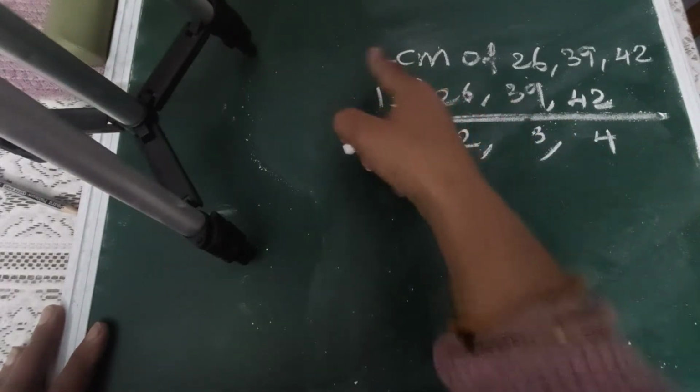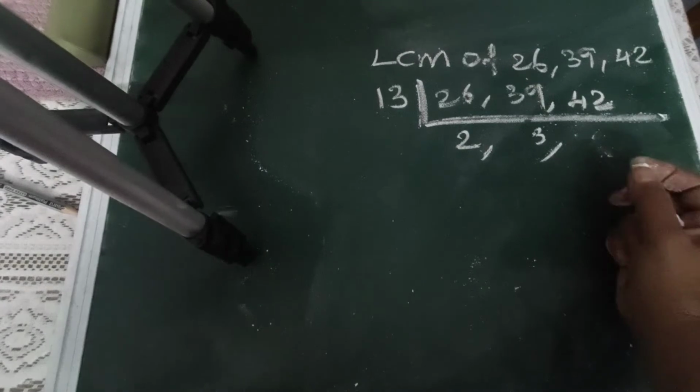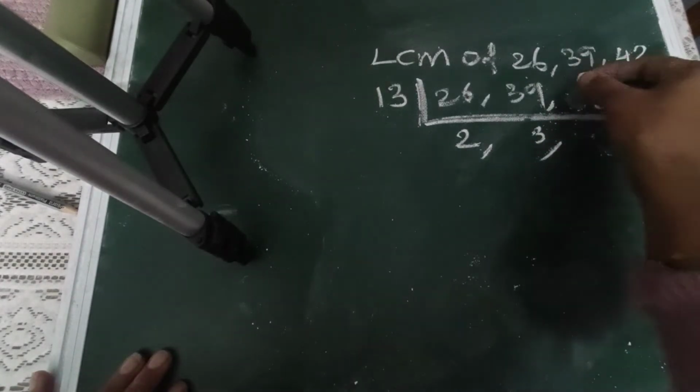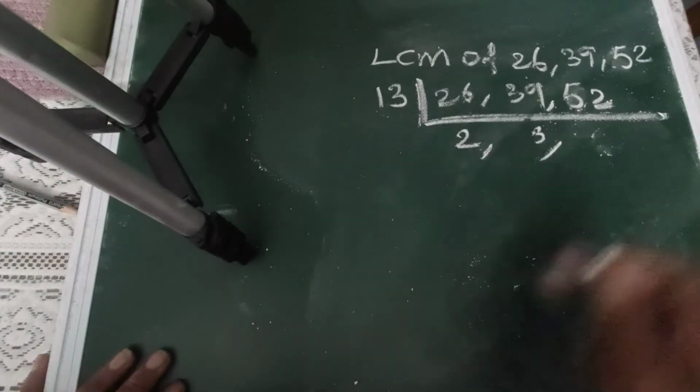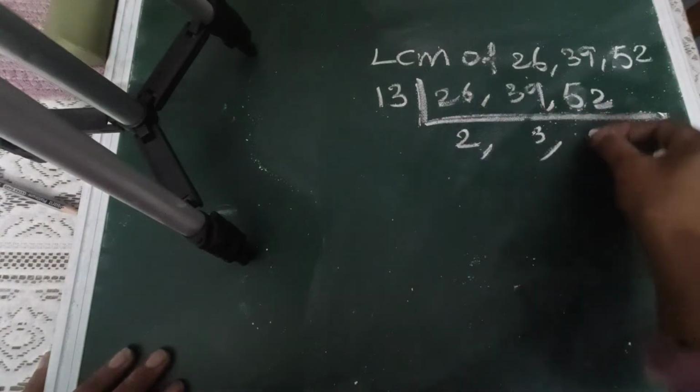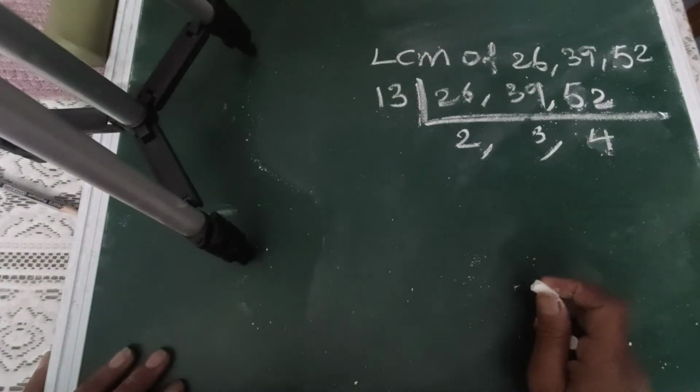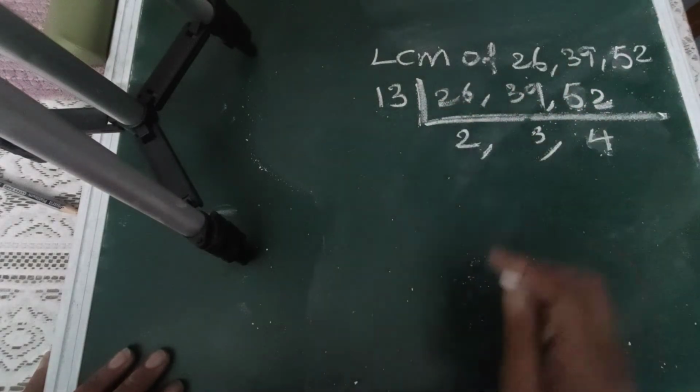I'm sorry, sorry children, the given number is 52. Then only it comes, not 42. The question, I'm so sorry, I copied the question wrongly. The question is 52. So 13 4s are 52. So all the three numbers come in the 13 table.